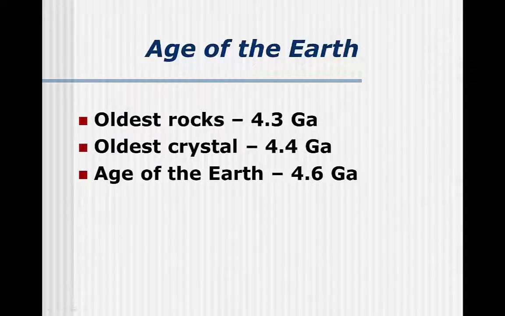So how can the age of the Earth be older than the oldest known piece of the Earth? It's based on meteorites. Meteorites were formed at the same time as the other solid chunks of our solar system, including Earth. And meteorites all date to about 4.6 billion years.